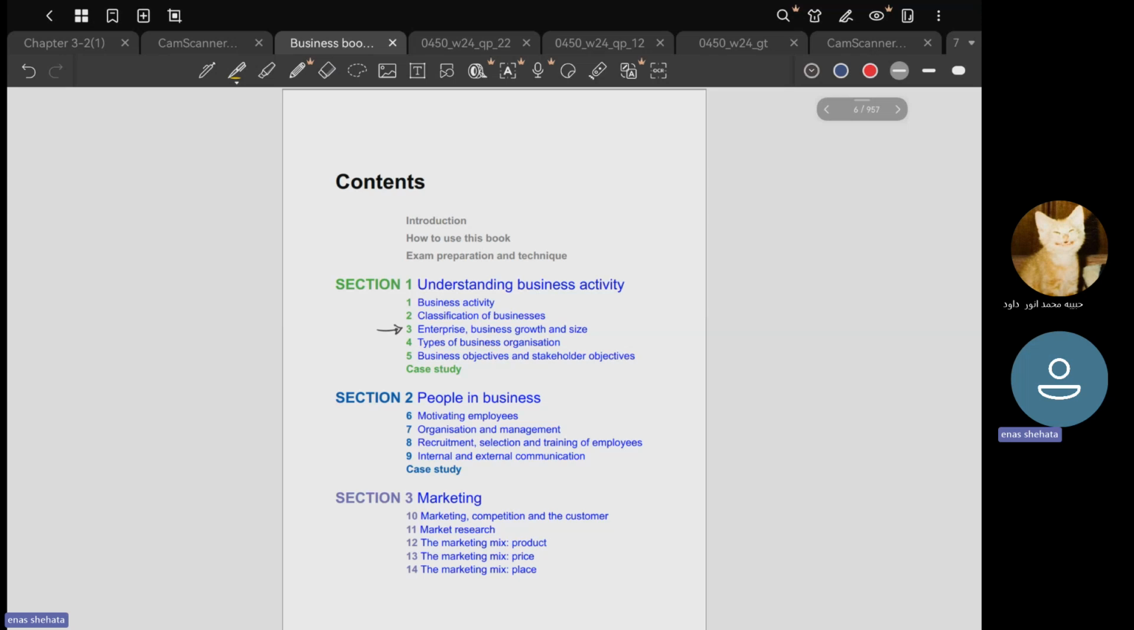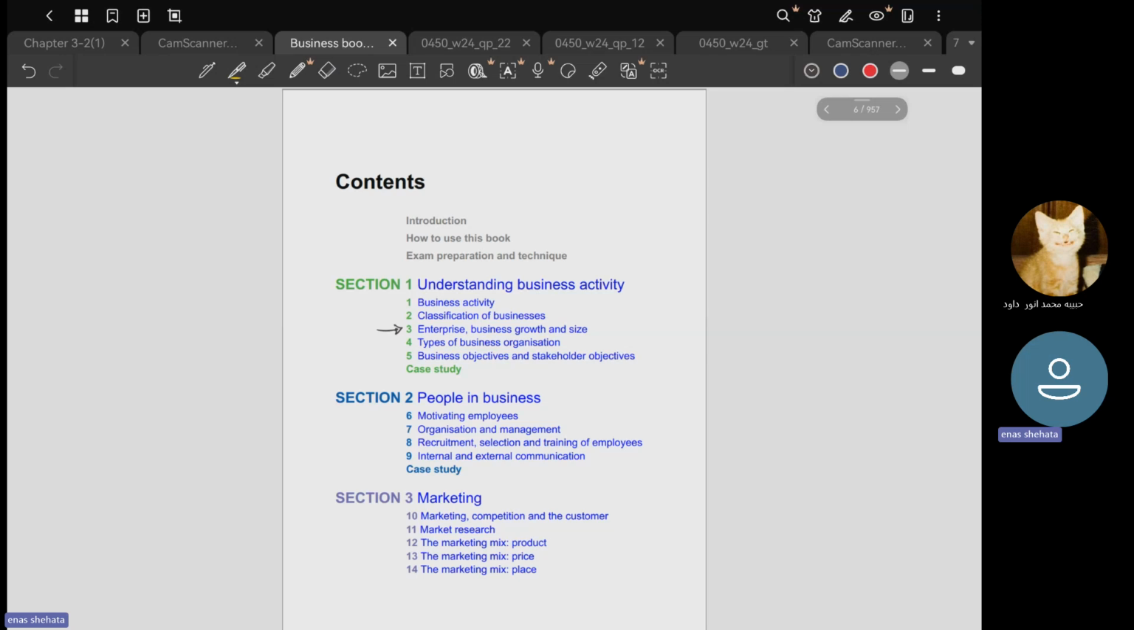Section 2 talks about people in business, how to employ people in business, and about your employees, how to motivate your employees. In order to be a successful business, your employees must be motivated to work hard, effectively and efficiently. We have many ways to motivate your workers, like increasing their salaries, giving them some bonuses or some commission, giving them some field trips abroad, or giving them some free meals in the business. So it differs from one employee to another. So in this chapter, we are talking about how to motivate employees.